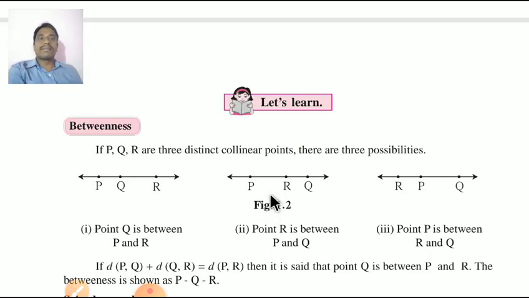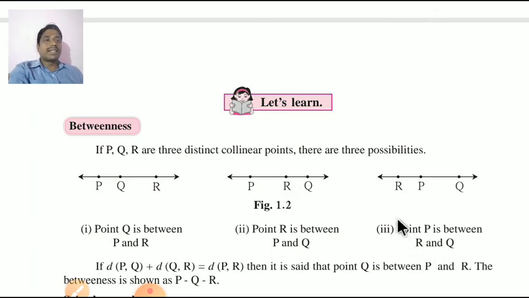Now in the second example or figure, the second possibility is the first point is P and the last point is R, and R is between P and Q. Hence R is between P and Q. Now in betweenness, R is between P and Q.